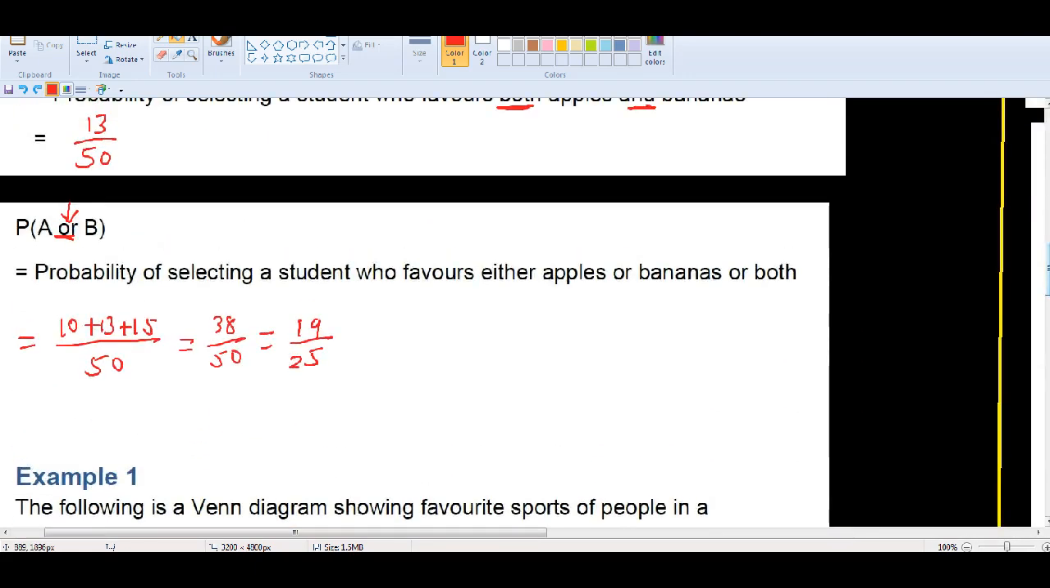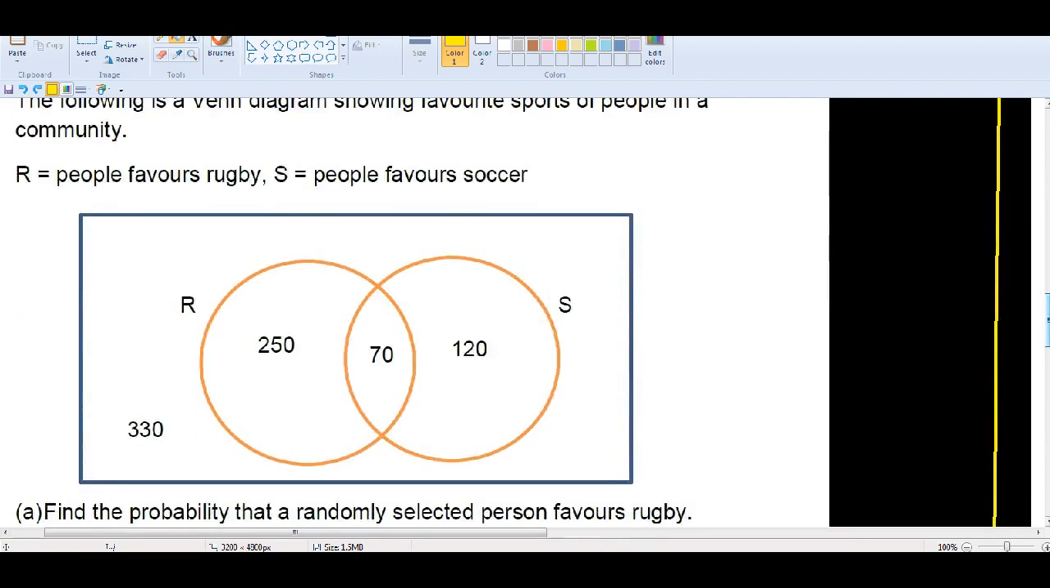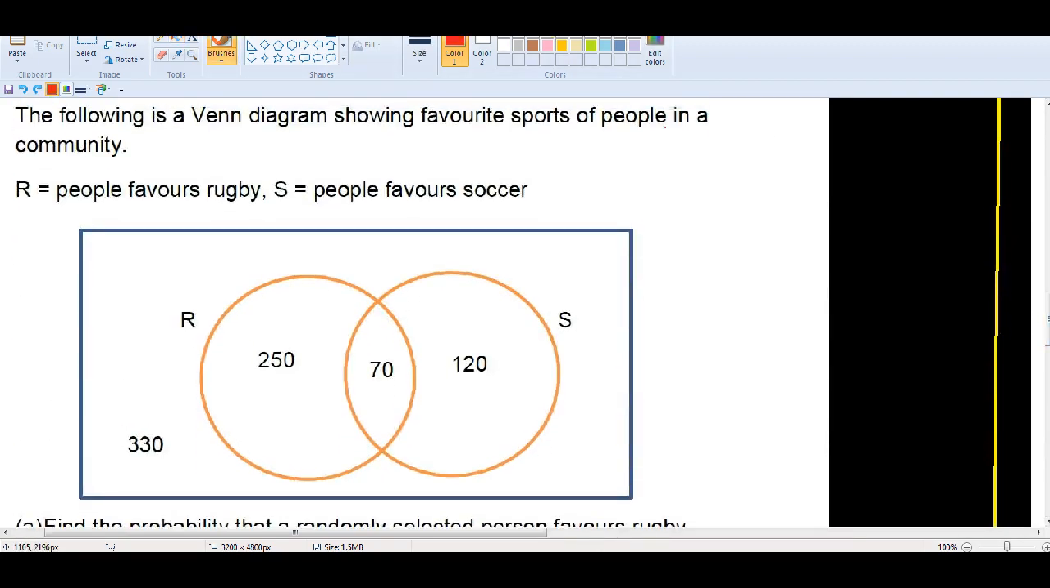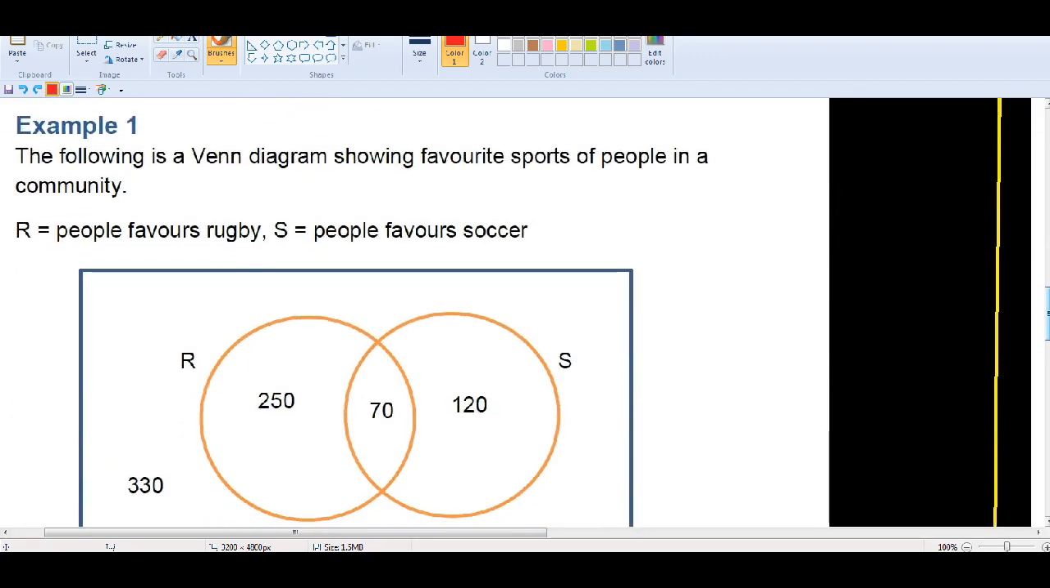If that's the probability using the word "or", that means you need to be in either of the circles or in both of the circles. That means as long as you are in any part of the circles, you should include the numbers. Okay, good. So that's our first illustration. Then we go to example 1.